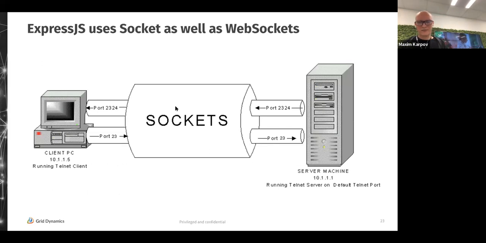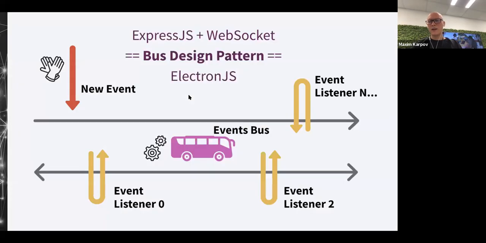This picture represents how sockets work. Machines communicate with each other using open ports in the network, and then send their messages in this communication channel, which is in the middle. My explanation is superficial, but I don't want to go into the details right here, because you can follow a link that will be in the description after the meeting and read more about it. But here we come to a bus design pattern.